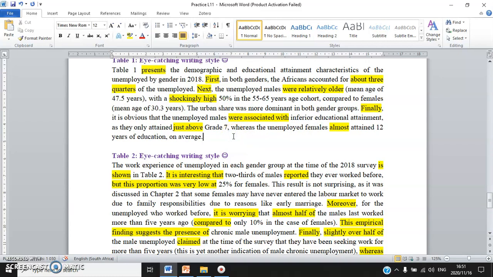The urban share was more dominant in both gender groups. Finally, it is obvious that the unemployed males were associated with inferior educational attainment, as they only attained just above grade 7, whereas the unemployed females almost attained 12 years of education on average. So female unemployed individuals are relatively more educated compared with the male unemployed individuals.